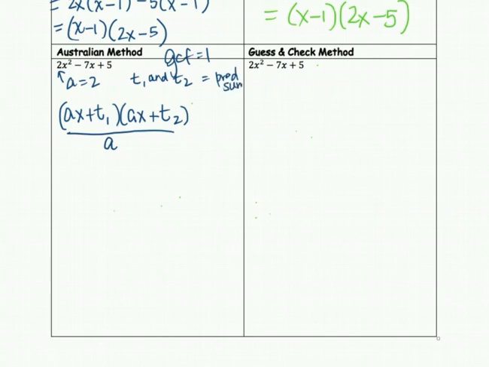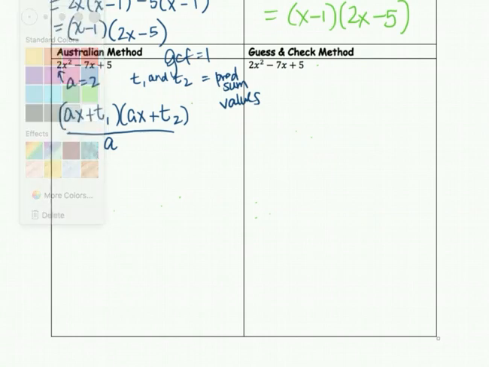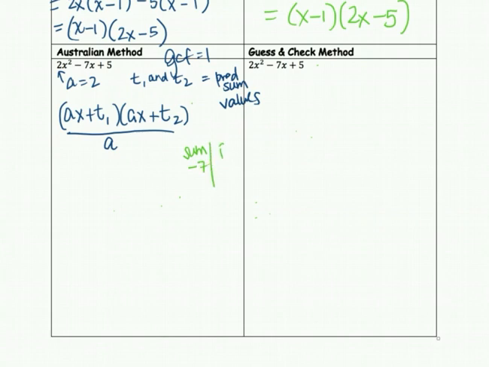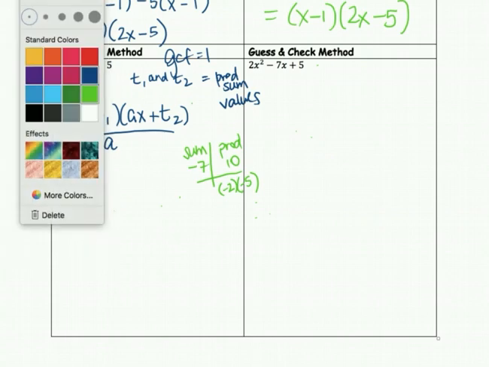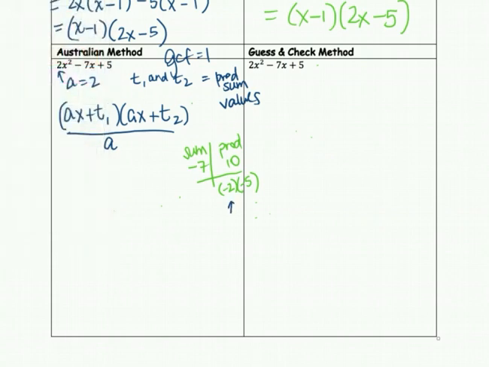Product sum values. If we do that right now, I'll do it in a different color here. We need the sum of -7, and we need the product of 10. Say we went through all the factors, and we found that the two values that work are -2 and -5. So that's going to be your T1 and your T2.